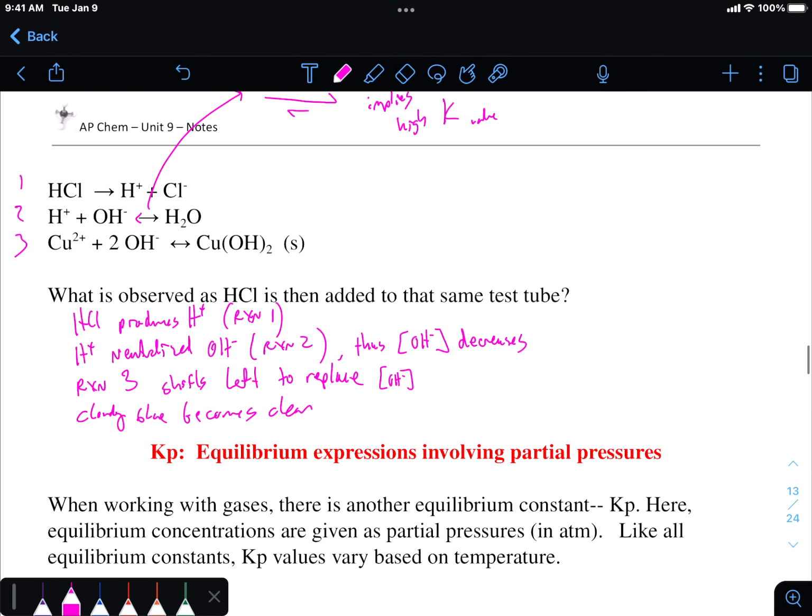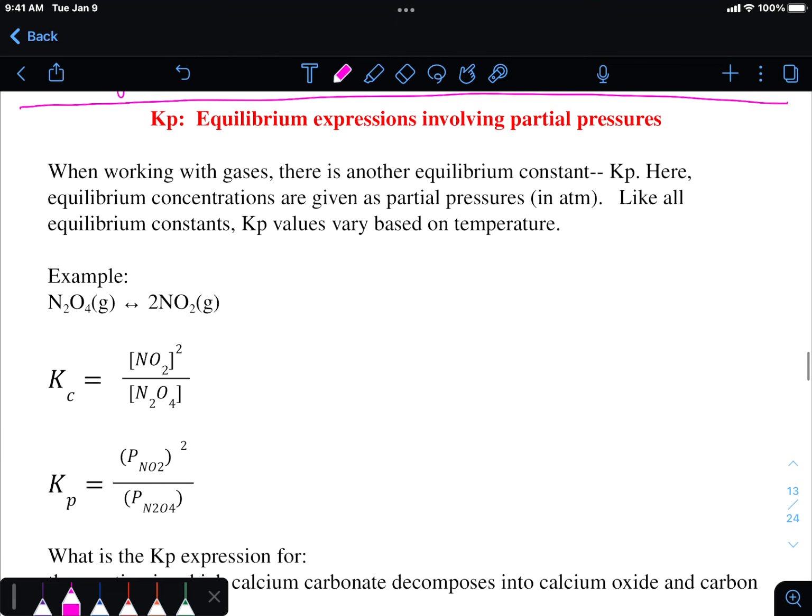You know what? Actually, here's what I want to do: talk about something before I talk about KP. Actually, no, I don't. Never mind. I'll save that for next time.